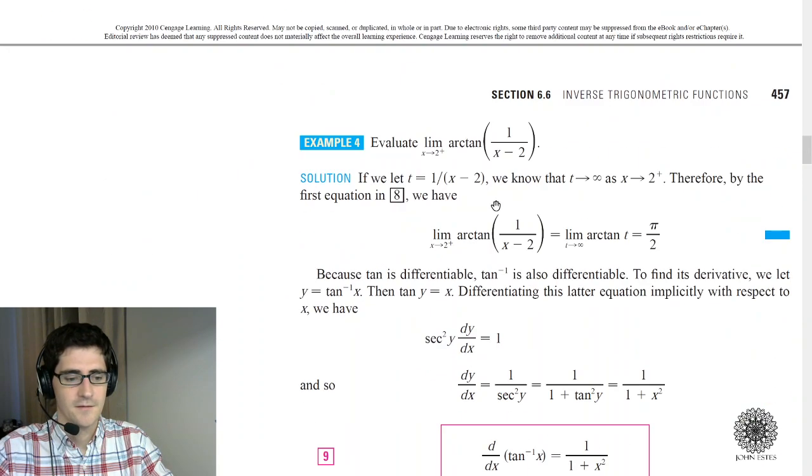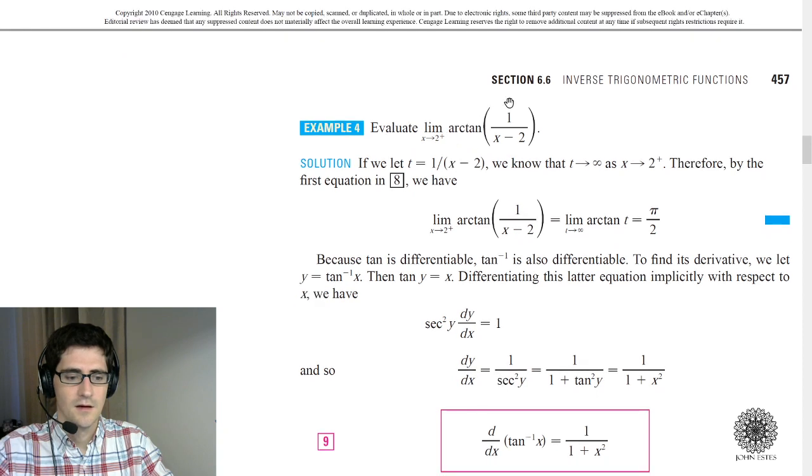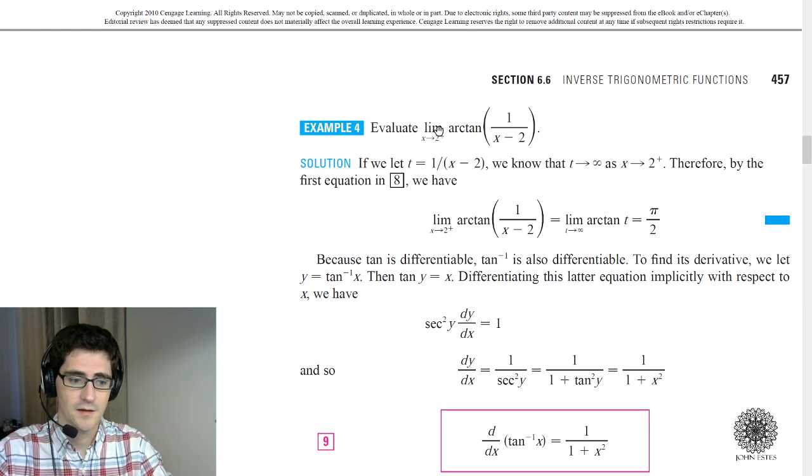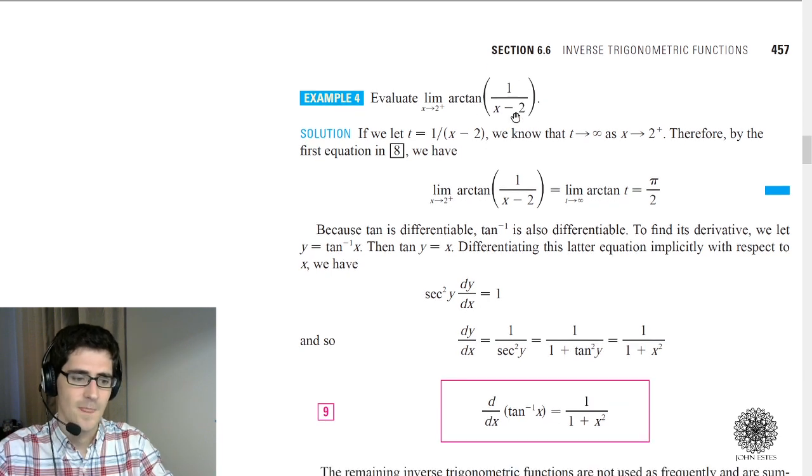So if I have arctan of 1 over x minus 2 as x approaches 2 to the right, can I begin to evaluate something like that? That's a good question. We're not approaching infinity here, or my x is not approaching infinity. Do I have any hope of doing this? Okay, so I'm going to take what's in the middle and relabel that as a variable. I'm letting t be this 1 over x minus 2.